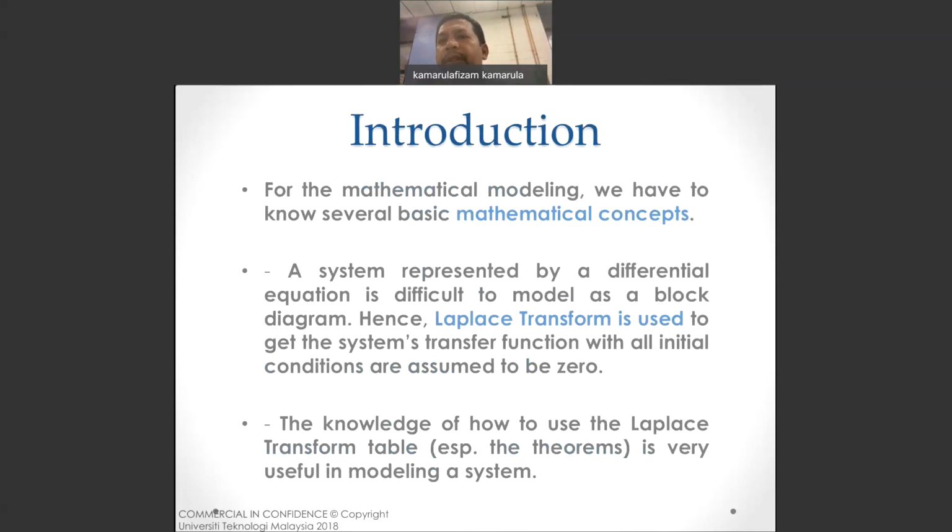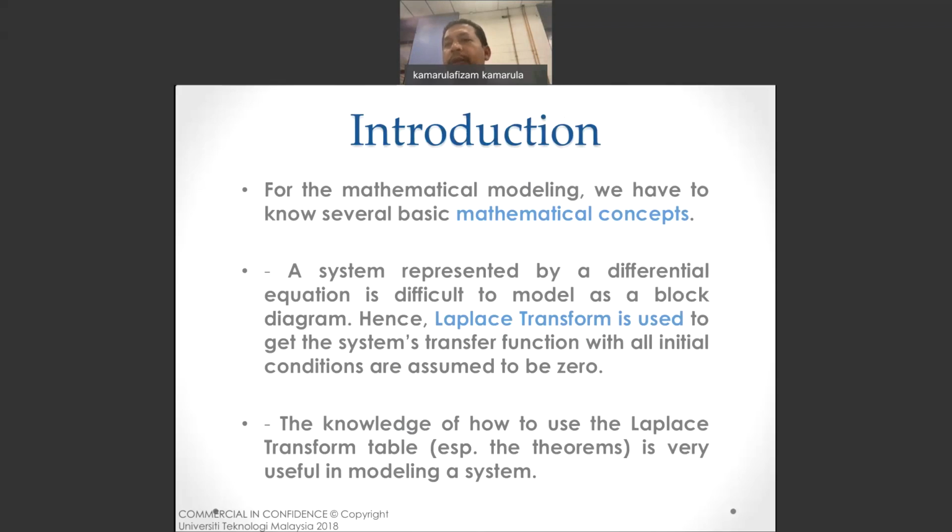All right. For this mathematical modeling, you have to understand and know the basic mathematical concepts of any control system. Here they say a system represented by a differential equation is difficult to model as a block diagram, and then the Laplace transform is used to get the system transfer function with all initial conditions set to 0.